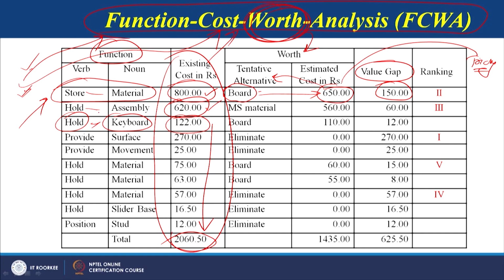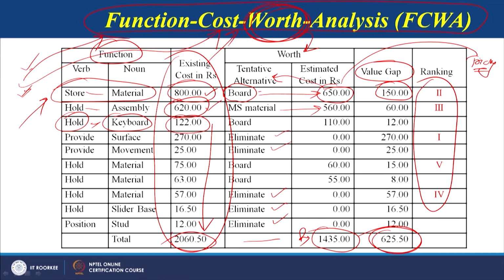Similarly, for the frame, that is holding the assembly, 620 ms material, we can reduce it to 560. In some cases we can even eliminate some of the parts or some of the functions. We can only focus on the very basic functions of the product, and the estimated cost is 1435 rupees. Current cost minus the estimated cost is the value gap. So, there is a potential of saving rupees 625 in this computer table.